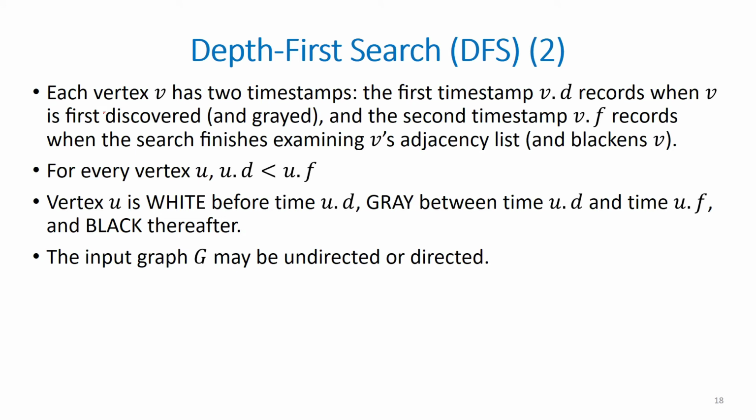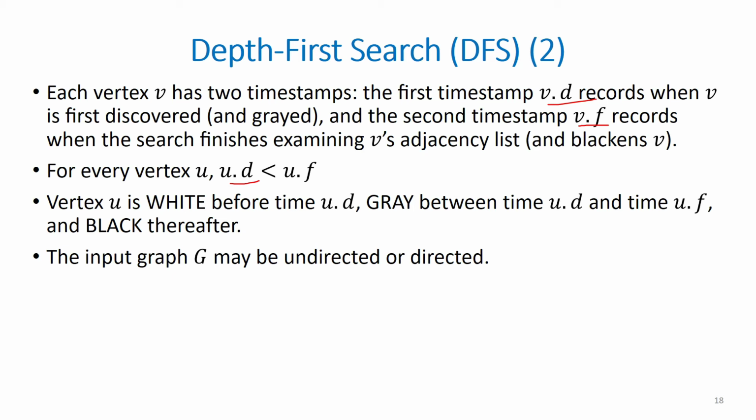A unique feature of DFS is that it maintains two timestamps for each vertex V in the graph. The first is when V is visited or discovered for the first time. This is denoted by v.d, and at this point, the vertex V is colored gray. The second timestamp is when V's list of neighboring vertices are examined and it is colored black. This is denoted by v.f. Therefore, for every vertex u, u.d would always be less than u.f, which is quite obvious. You cannot finish examining a vertex's neighbors without first visiting it.